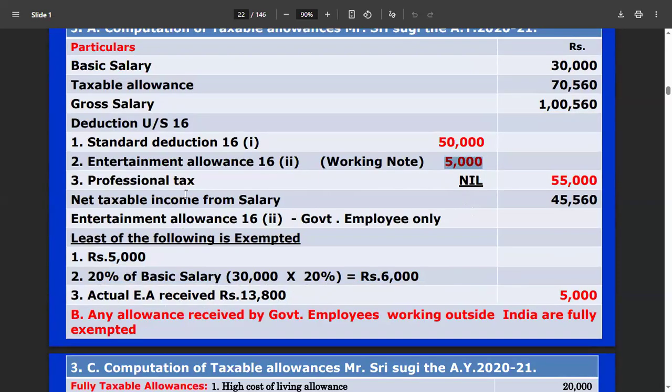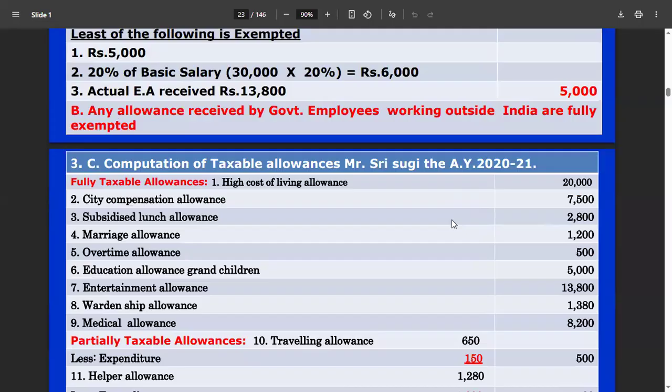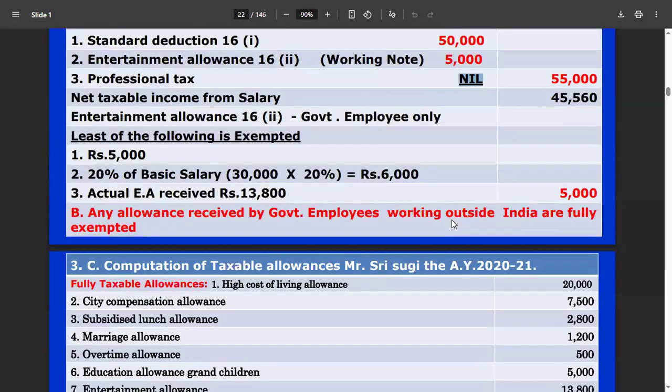Then my professional tax is not mentioned in the numerical. Actually, 2,500 professional tax is allowed as exemption. But since I am not paid, it is not considered. So my net taxable salary is 45,560. Any allowance received by a government employee for working outside India is fully exempted. So considering this, I will calculate taxable salary as 45,560.